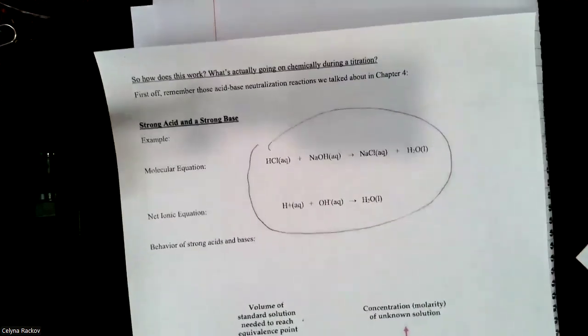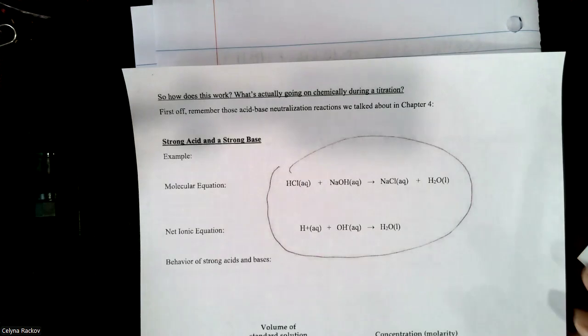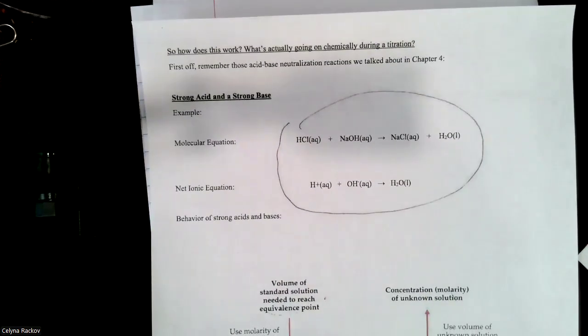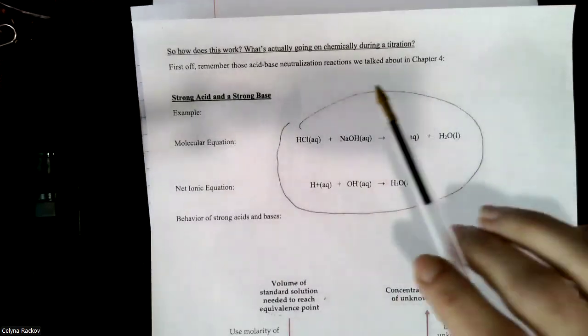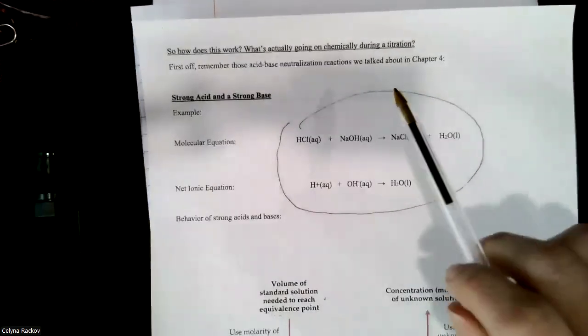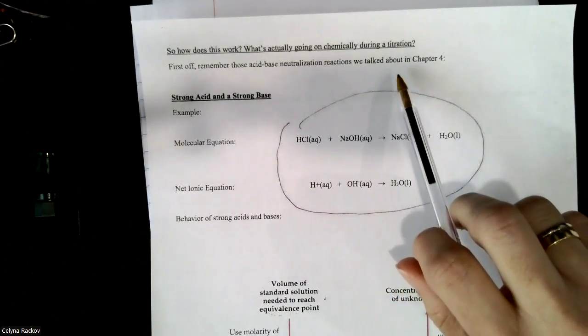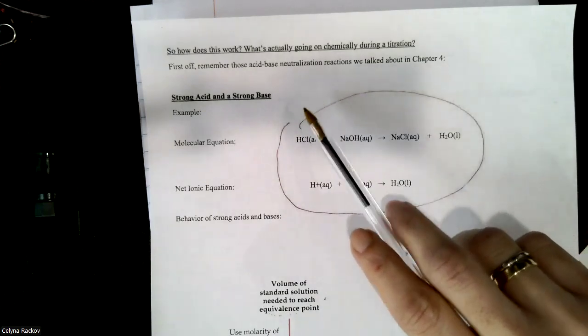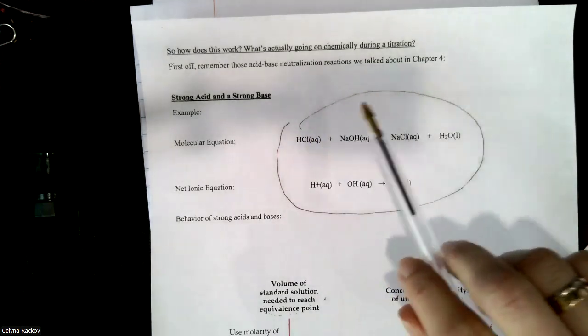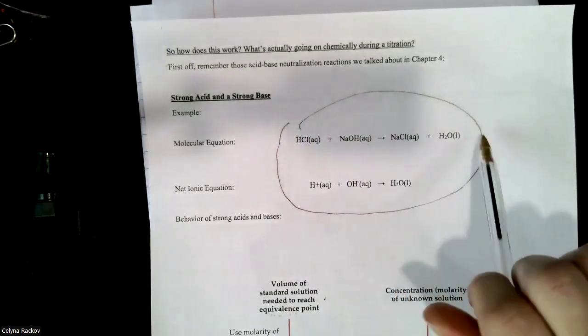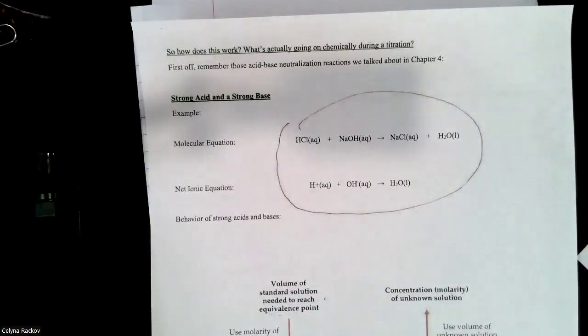Right? So how does it work? For example, as you saw in other pages, you saw about neutralization, where a strong base and a strong acid make salt and water. And in titrations, we also have some reactions. Some titrations are going to be neutralization reactions.